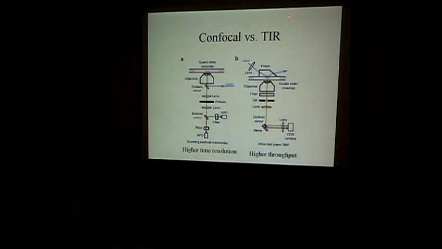But in TIR, total internal reflection, you excite a sizable area where you have more than 100 molecules, and then detect fluorescence from many, many molecules at the same time. So you can get the highest throughput, but your time resolution is limited by the speed of the camera itself. So the best you can do is probably 2 milliseconds. We can also split the emission into two different colors using a very simple trick, and then use the same camera to detect the signals from the same set of molecules in two different colors, or even three different colors.